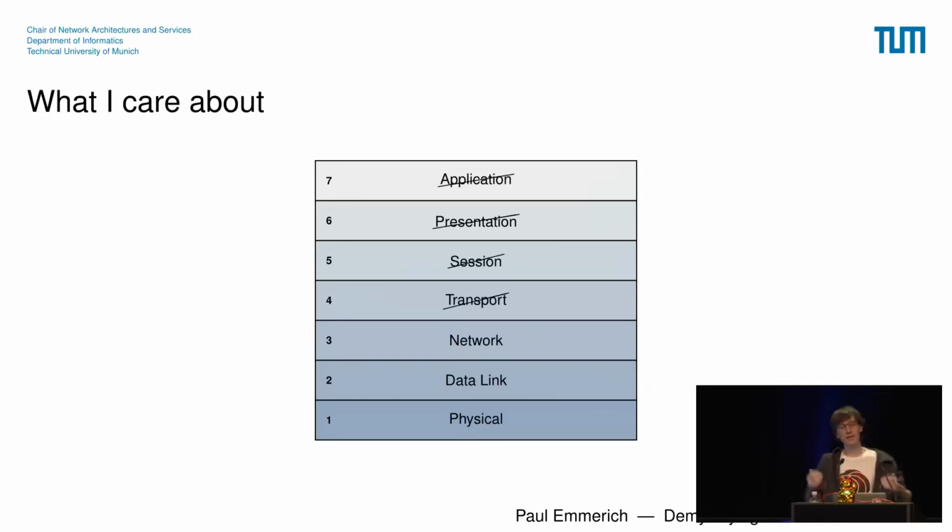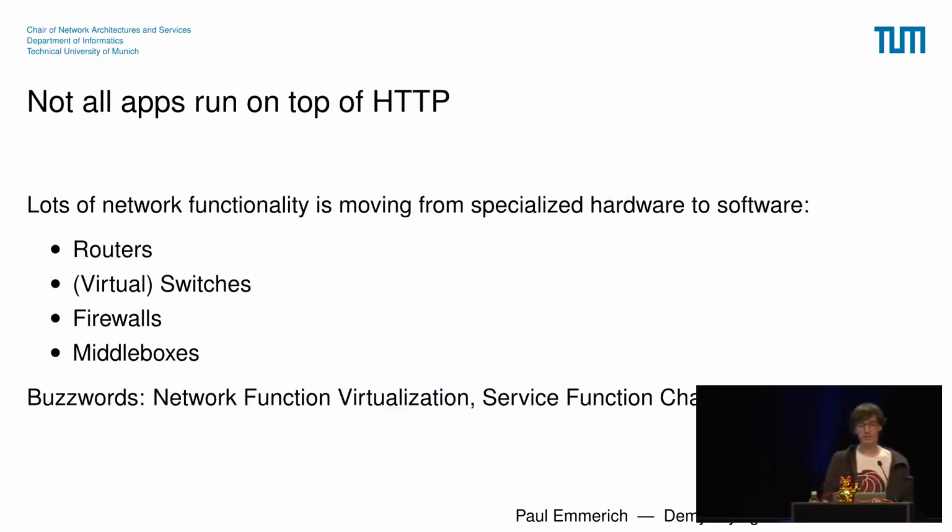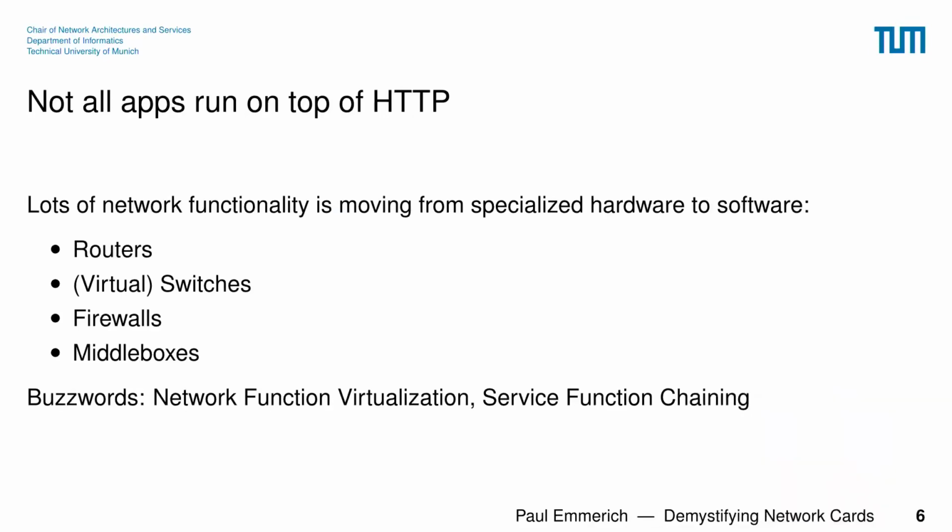Now you might wonder, is there anything even interesting in these lower layers? Because people nowadays think that everything runs on top of HTTP. But you might be surprised that not all applications run on top of HTTP. There is a lot of software that needs to run at these lower levels. And in recent years, there's a trend of moving network infrastructure stuff from specialized hardware black boxes to open software boxes. Examples for such software that was hardware in the past are routers, switches, firewalls, middle boxes, and so on. If you want to look up the relevant buzzword, it's called network function virtualization. And this is a trend of recent years.